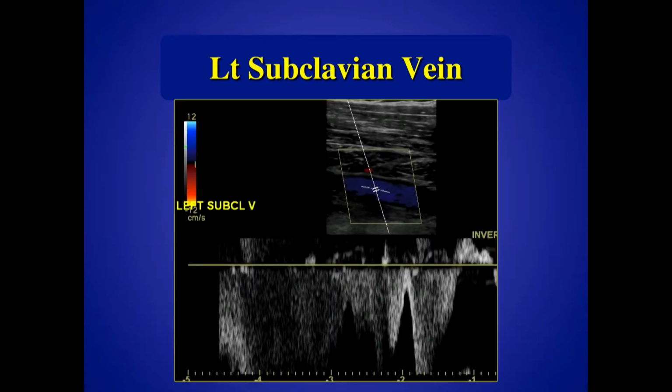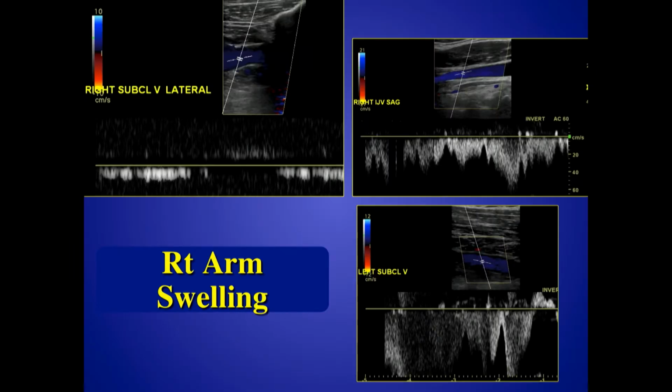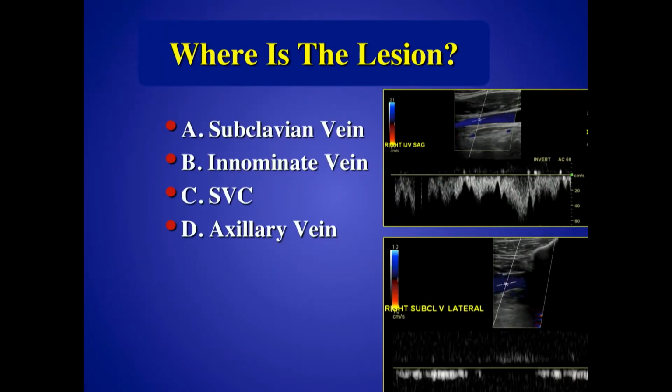The left subclavian has a nice pulsatile signal, a little bit, you can see a little bit above the baseline, but marked change in velocity over time, which is what you would expect from normal flow into the subclavian. So the left side looks good, but the right side is the problem. And we see that although we have good flow in the internal jugular, we have abnormal flow in the subclavian on the right, and the left side is okay. So the question for you, last case, where is the lesion? Is it in the right subclavian, right innominate, SVC, or axillary vein?